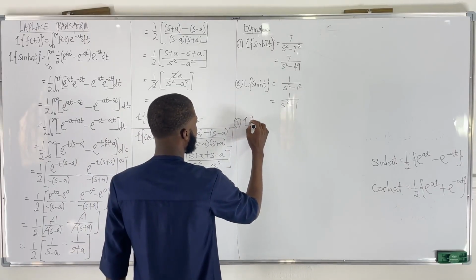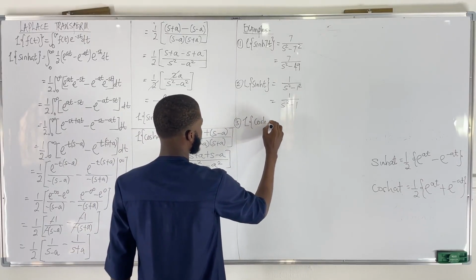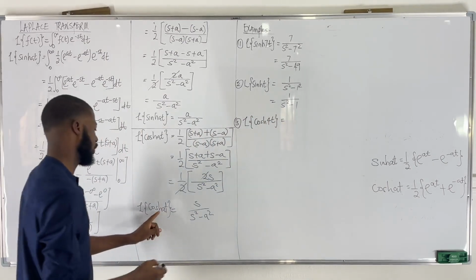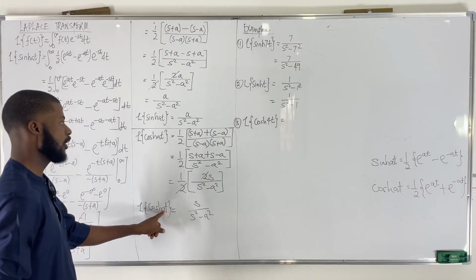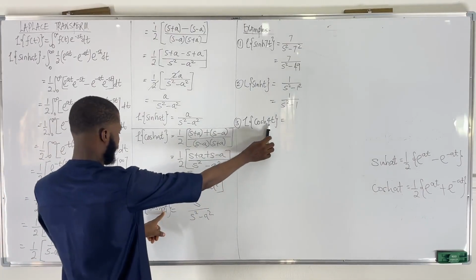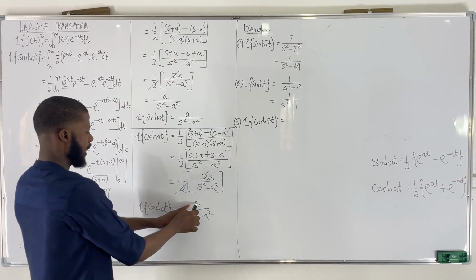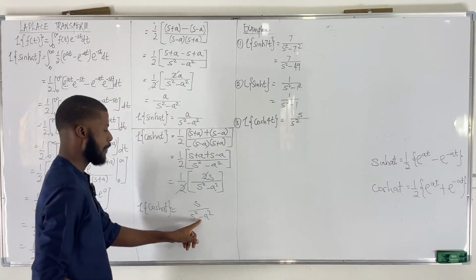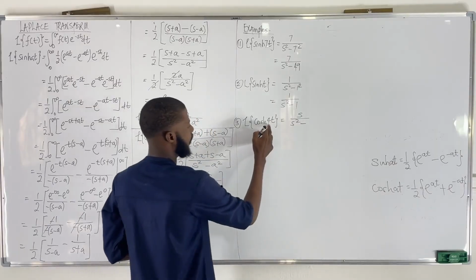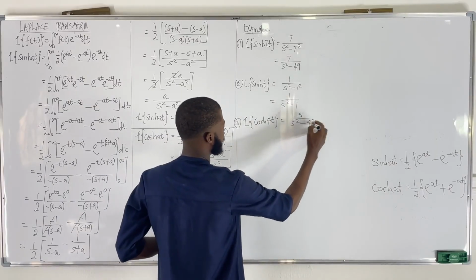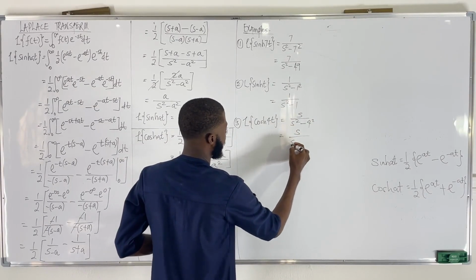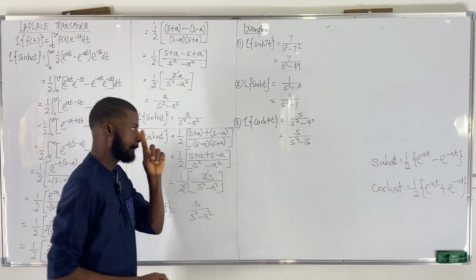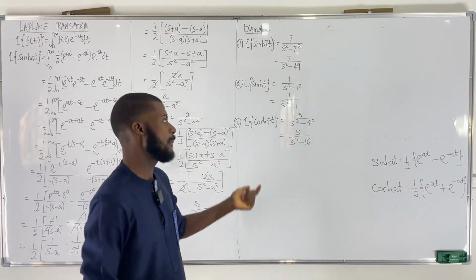Number 3. Let's say we have the Laplace transform of cosh 4t. Now in this case, we're talking about cosh, so the value of a is 4. So this will become s over s squared minus a squared. But a is 4, so this will be 4 squared. So we have s over s squared minus 16. So that's how to apply all of this.